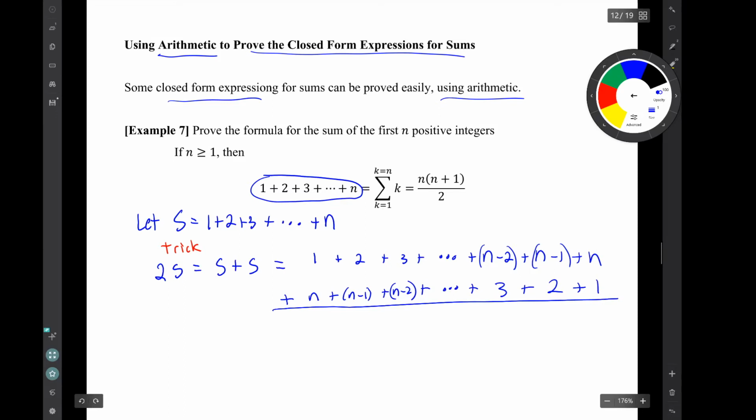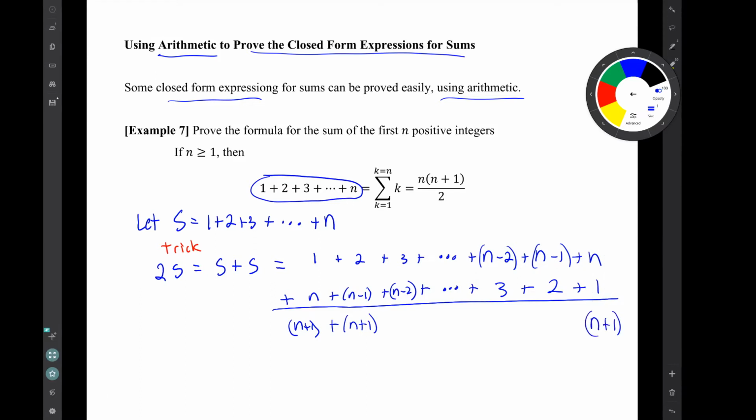Now I want to compute this value. I'm going to add these terms pairwise as follows. I'm going to add these two. That's going to give me n plus 1. Then I'm going to add these two. And that's going to give me n plus 1. And so on, all the way to the end. Every time I add one of these pairs, I'm going to get n plus 1. So for each of these vertical columns, I'm going to have an n plus 1.